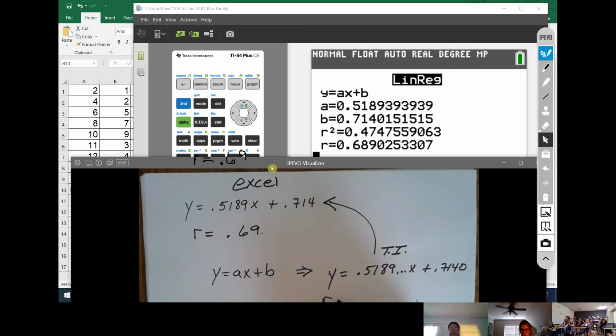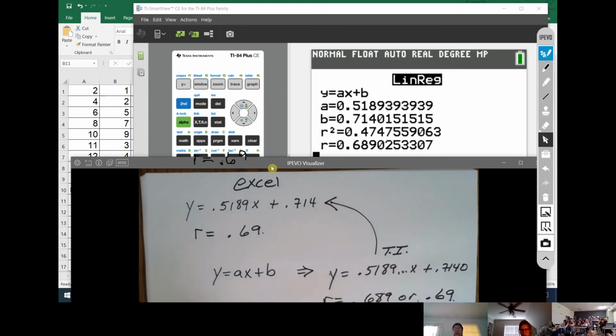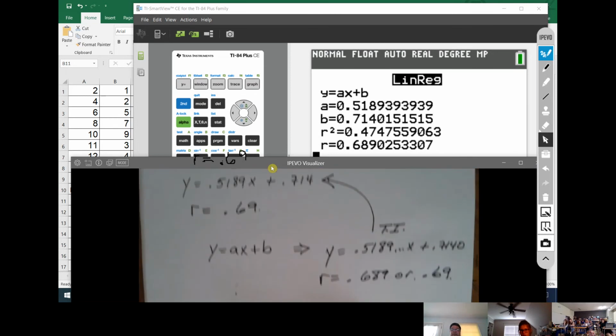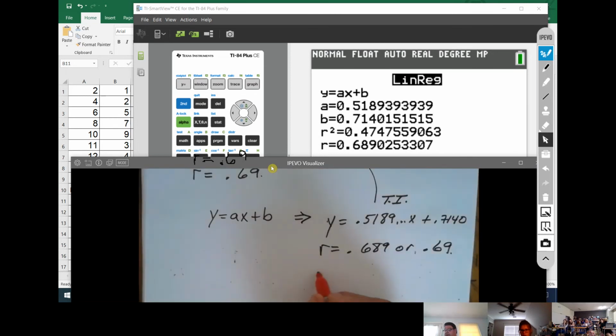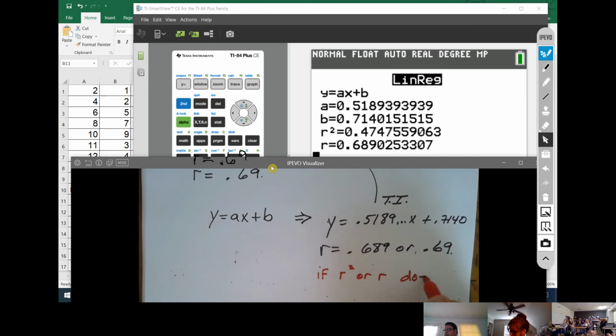And R is equal to 0.689, or 0.69. Now, make a note here. If you don't see R squared, and this is a red pen, so I'm writing this down because some of y'all are going to come to class with the calculator and say, I couldn't find R squared and R. Well, you didn't listen. R squared or R does not show up.